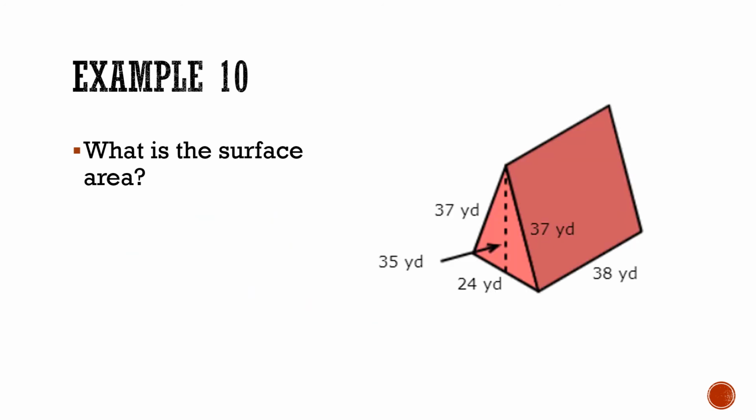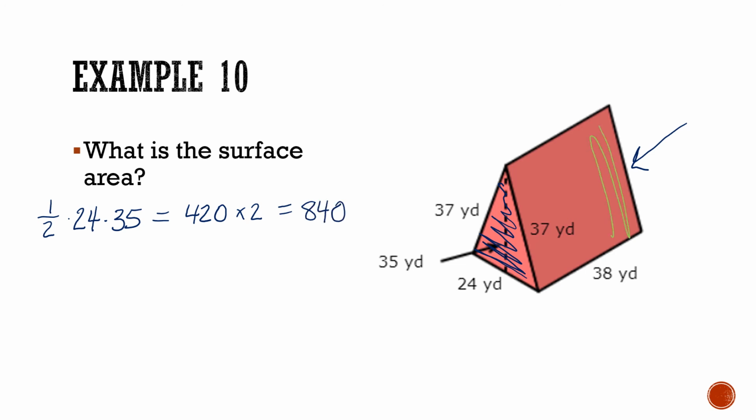This is our last example, so go ahead and try example 10. So we have a triangle here on the end because this is a triangular prism. So we're going to do a half times the base of the triangle is 24 and the height is 35. So half of 24 is 12 times 35 is 420. And again, we'll have a triangle of the same size on this back side, so we're going to multiply that by 2, which would give us 840.